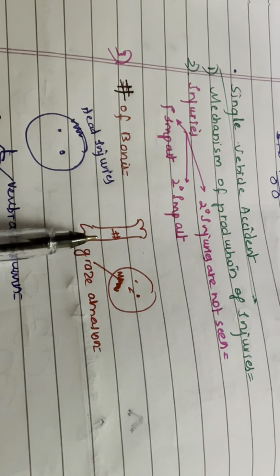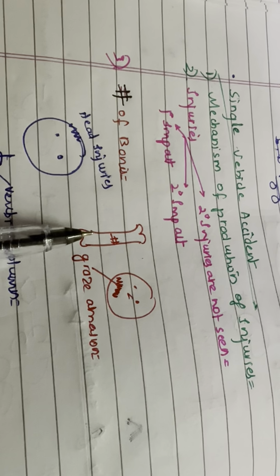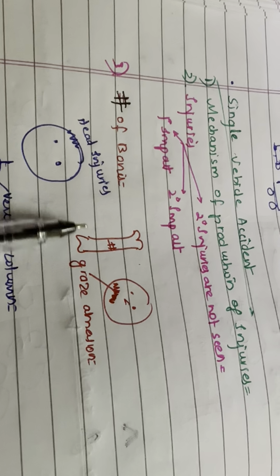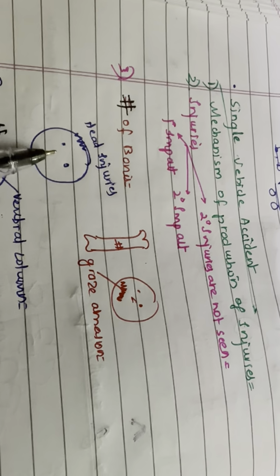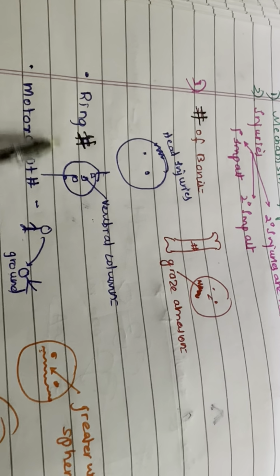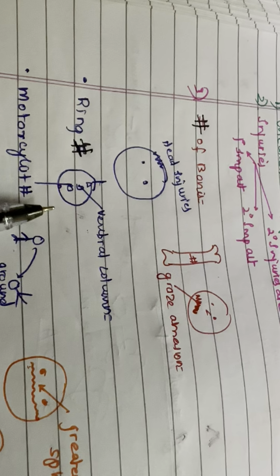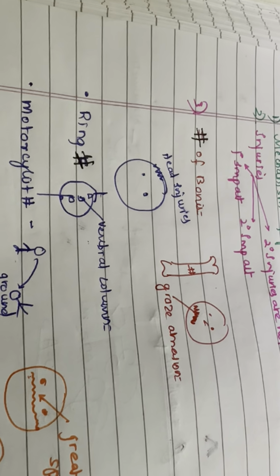Large graze abrasions due to gliding of the body along the rough road surface. Head injury is the leading cause of death in single motorcycle crashes and head-on collisions, contributing to 50% of all motorcycle deaths. Ring fracture is common because of impact of the crown of the head upon the vertebral column. Motorcycle fracture is the classic fracture seen in motorcyclists due to falling on the ground.